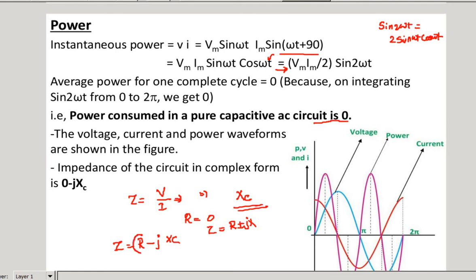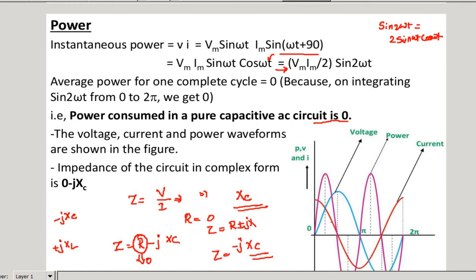So what will be the final expression? This R is equal to 0, and the expression will be Z equal to minus jXc only. Since impedance is a complex quantity, we have to take the capacitive reactance as minus jXc. Please note that when you write the impedance as a complex quantity, take capacitive reactance as minus jXc and inductive reactance as plus jXl.